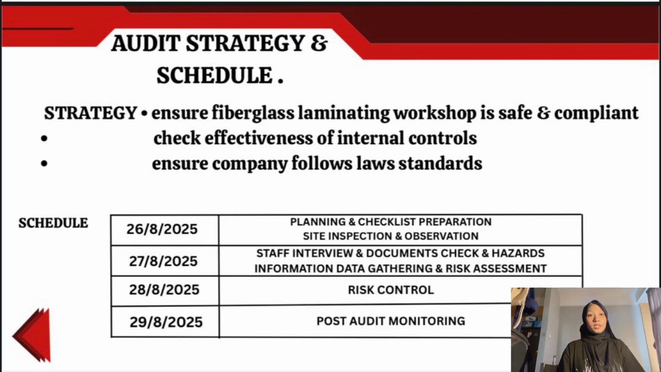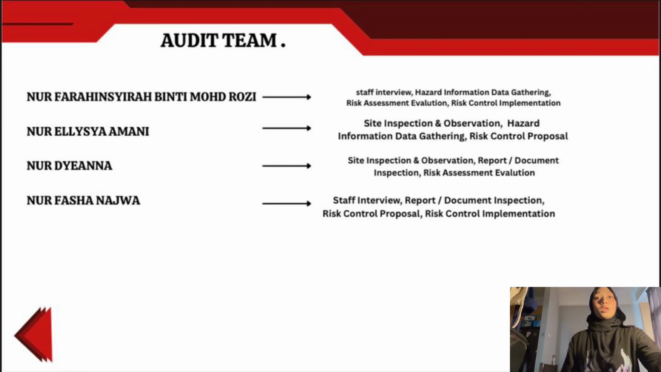For this audit, our strategy is to make sure the fiberglass laminating workshop is safe, compliant, and follows the laws. We start with planning and checklist preparation, and then continue with staff interview, document check-in, and hazard identification. After that, we did risk assessment and control, and finally post-audit monitoring. This is our audit team, which consists of 4 members: Nur Farah Ishira, Nur Elisha Amani, Nur Diana, and Nur Fasha Najwa. Each of us was assigned different tasks, such as site inspection, interview, document check-in, and risk control.